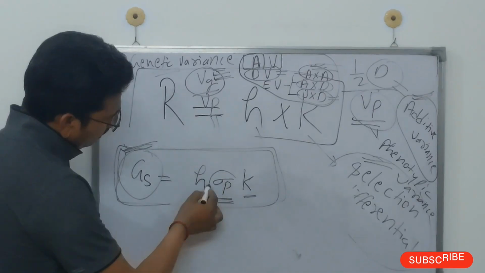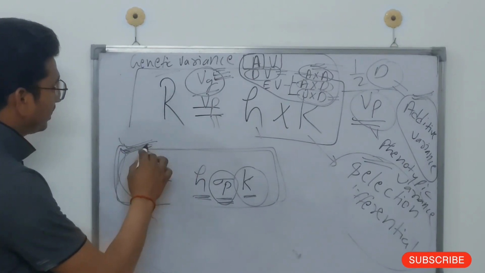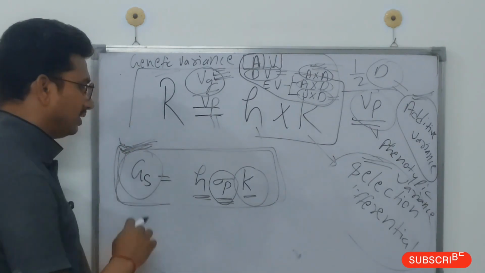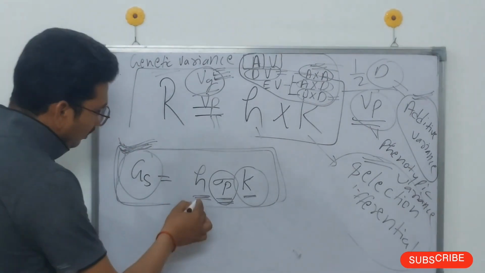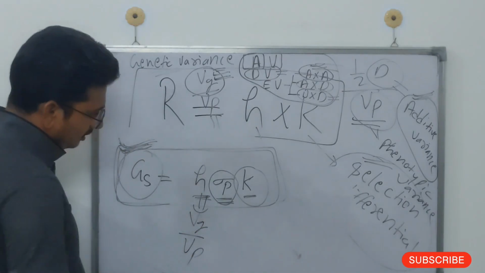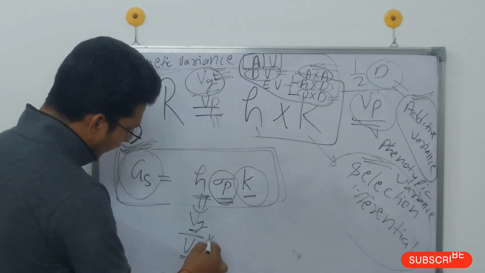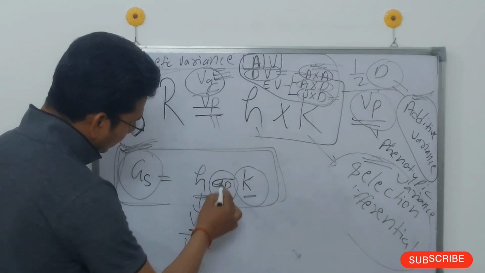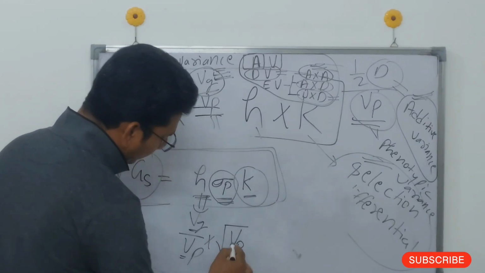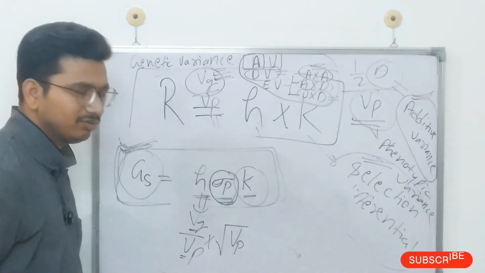Okay, so genetic advance equal to heritability in broad sense, phenotypic standard deviation and selection differential. However, genetic advance can also be calculated from heritability in narrow sense. Now, heritability in broad sense can be written as Vg upon Vp. Vg means genotypic variance and Vp means phenotypic variance. And this phenotypic standard deviation can be written as under root Vp because standard deviation is the square root of variance.